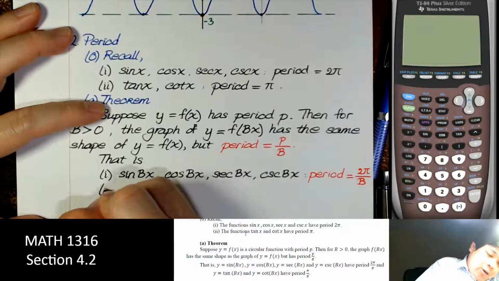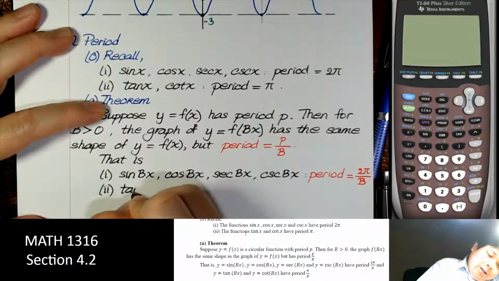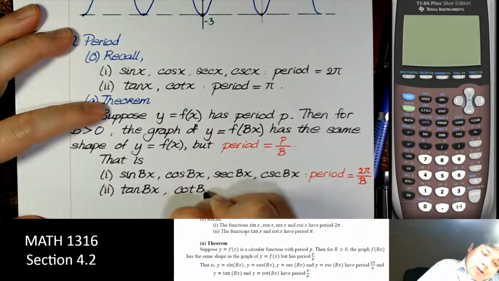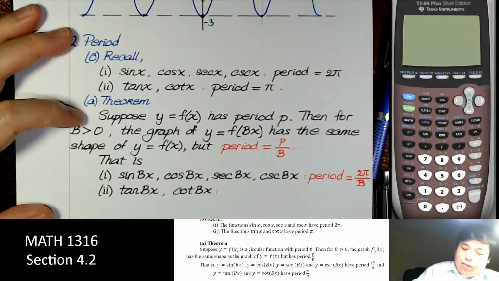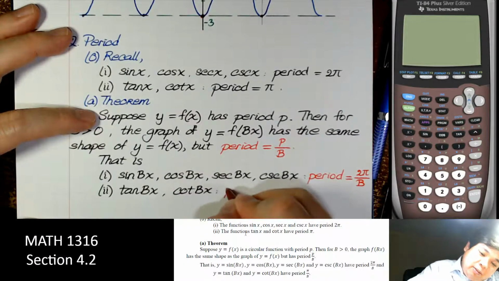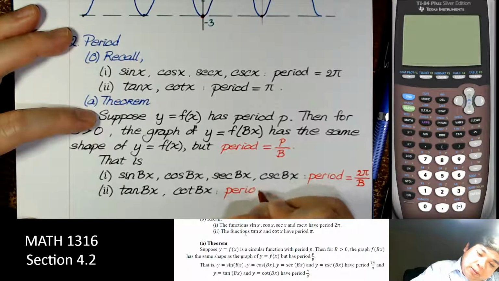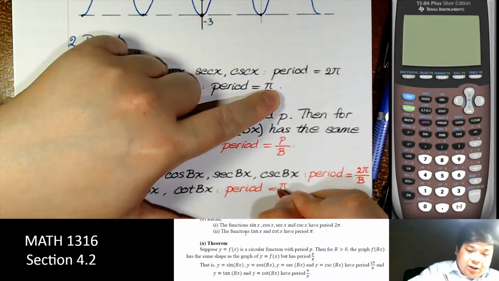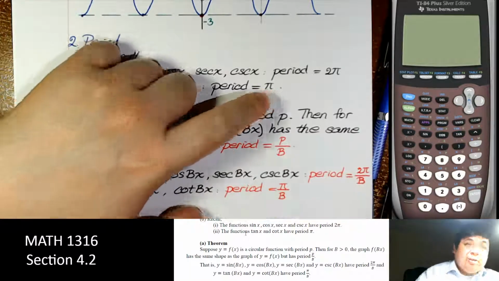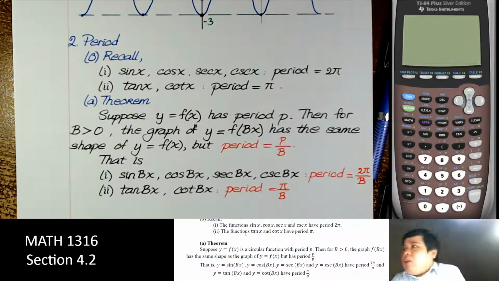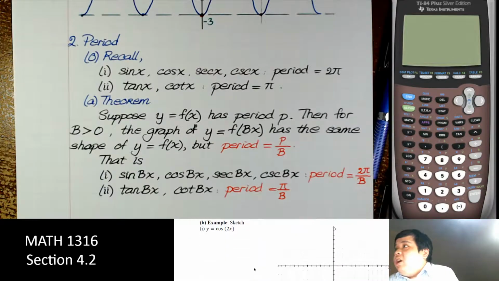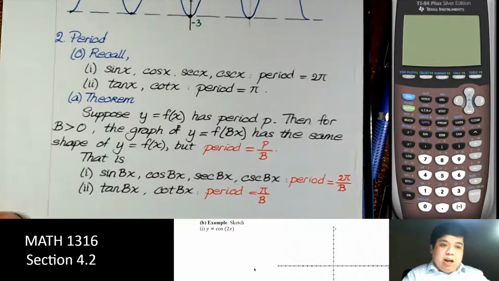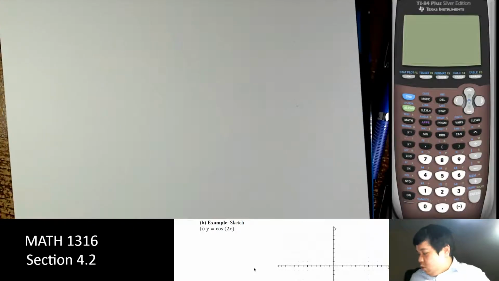And then for tangent and cotangent, the period normally is pi. Now just divide by b. Right. So if there's a number multiplied to x, then the period will divide by that number. I think we need to do one example quickly.